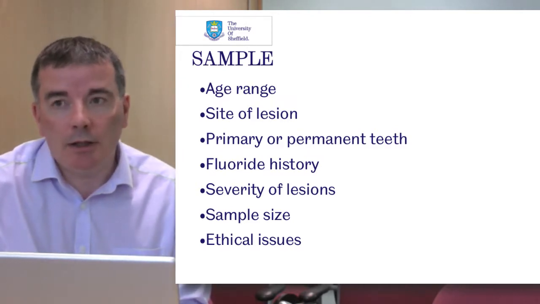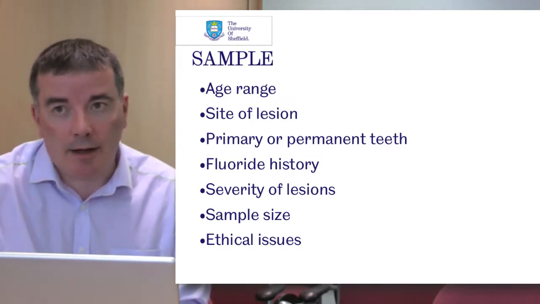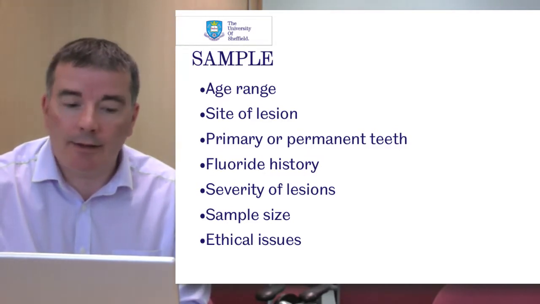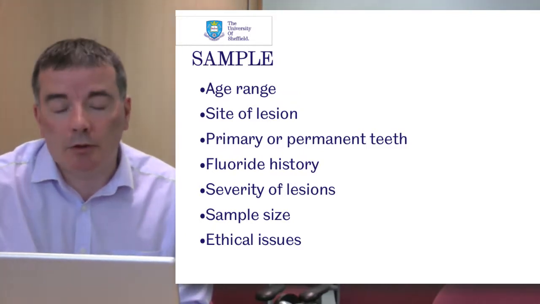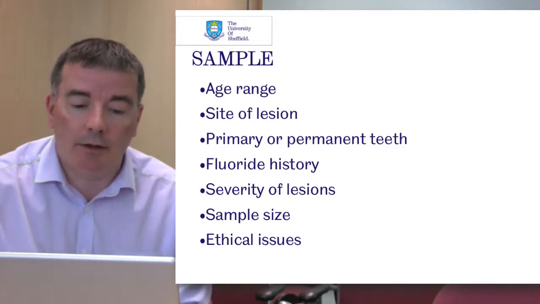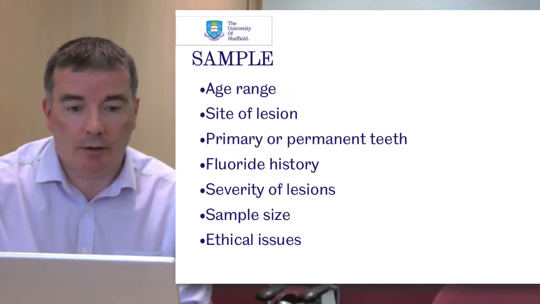Sample size. How many teeth do we need to look at? And that I discuss in more detail towards the end of this talk. And there are ethical issues. One example of that would be we would possibly need to exclude children who are in pain because we can't delay their treatment. And I'm sure you can think of other things.